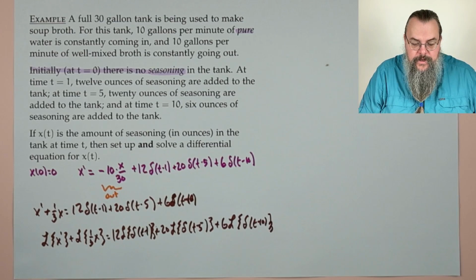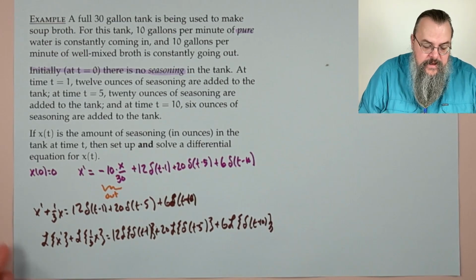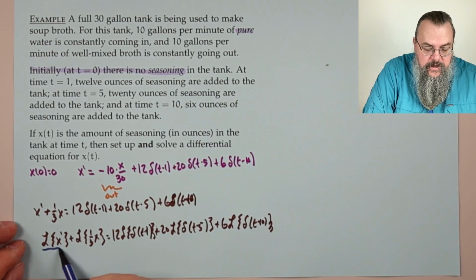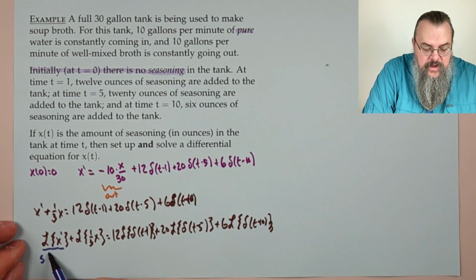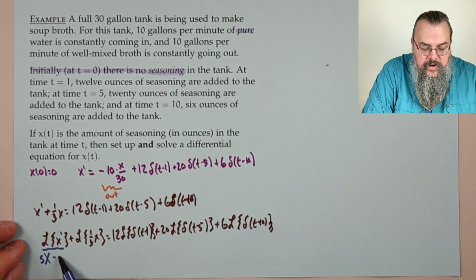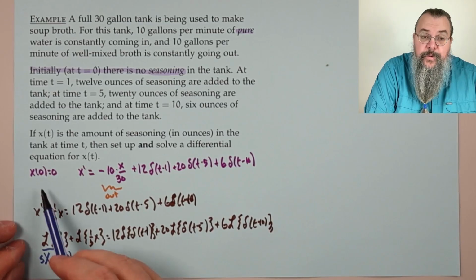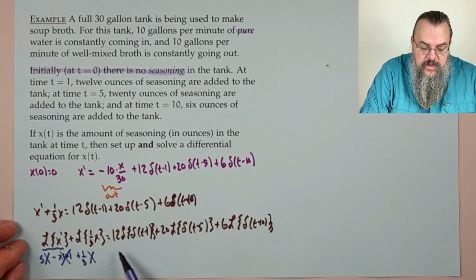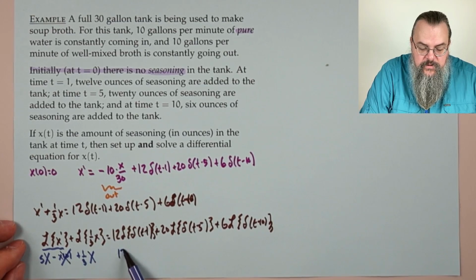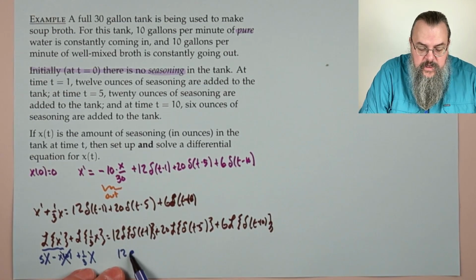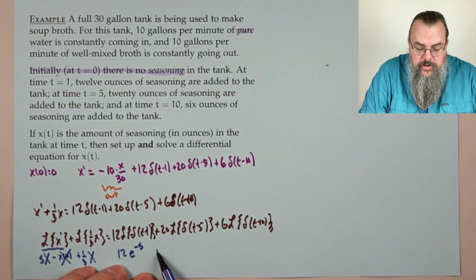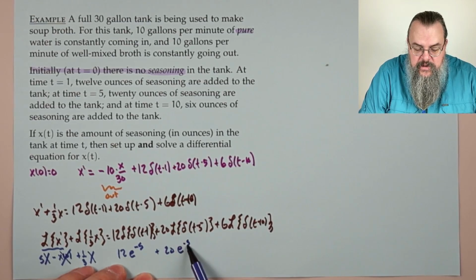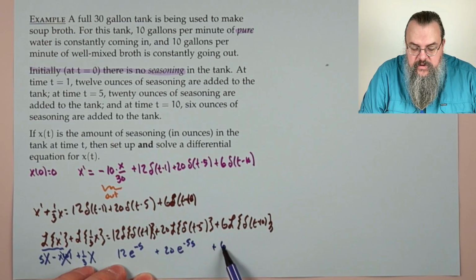All right, well, let's see what we have. Now, here we're going to get our s X minus our x0. But we know x0 is 0. So that's great. Then we're going to get plus 1/3 x. All right. Then we'll get 12, and then here we'll get e to the minus s, plus 20 e to the minus 5s, and plus 6 e to the minus 10s.